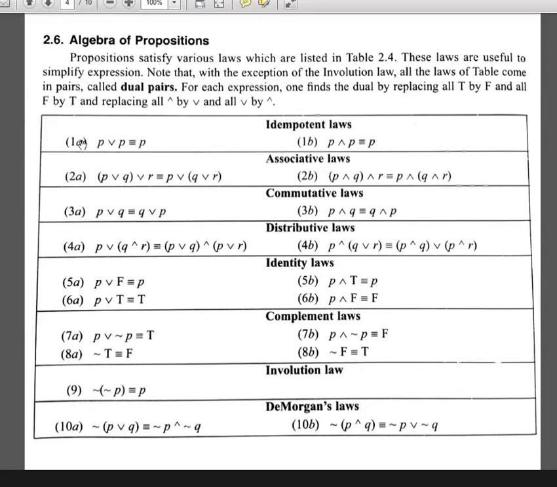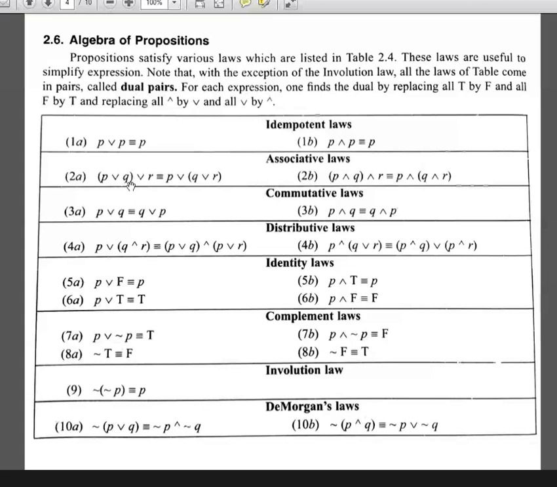What is the idempotent law? In the first part, A, it is written P or P, which is equivalent to P. If both are true, true or true is true. Similarly in part B, P and P is equivalent to P. This is the rule, and it is required if you are solving by algebra of propositions. Second, the associative law: if P or Q or R is given, then you can put the bracket on Q or R.